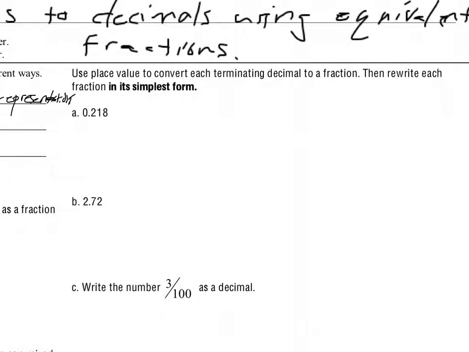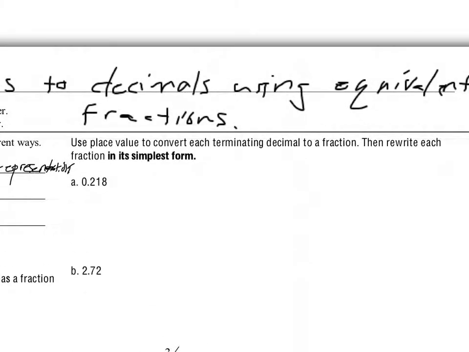Moving over here, convert each terminating decimal into a fraction. So these are terminating decimals. We know that because they stop. They're not repeating decimals. Tenths, hundredths, thousandths. This is 218 thousandths.